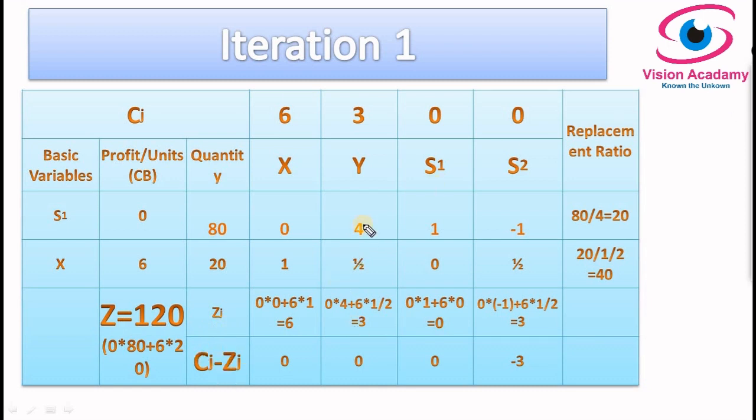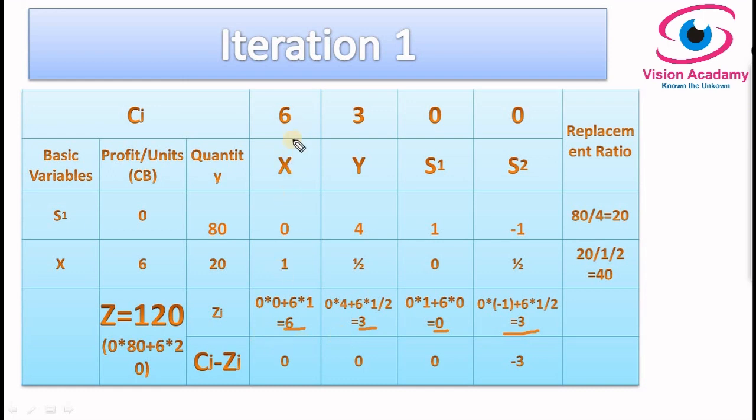And again we can see the optimality condition of the problem. So without delay we can calculate the z value. 0 into 80, 0, 6 into 20, 120. Now let's calculate the zj value. 0 into 0, 0, 6 into 1, 6, 0 into 4, 0, 6 into 1 by 2, that is 3, 0 into 1, 0, and 6 into 0, 0, and 0 into minus 1, 0, 6 into 1 by 2, value is 3. We also calculated the zj value.